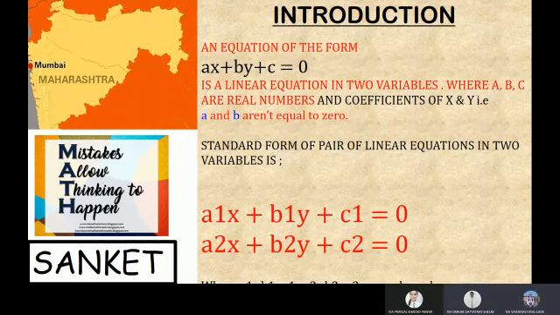Introduction. An equation of the form ax plus by plus c is equal to 0 is a linear equation in two variables where a, b, c are real numbers and the coefficients of x and y, a and b, are not equal to 0. Standard form of a pair of linear equations in two variables is a1x plus b1y plus c1 is equal to 0, a2x plus b2y plus c2 is equal to 0.